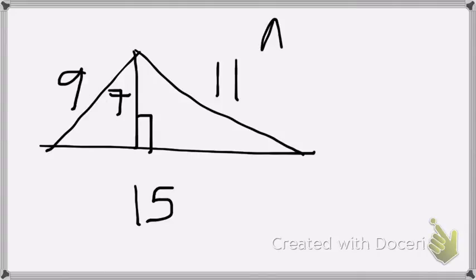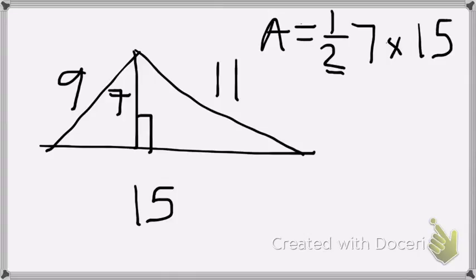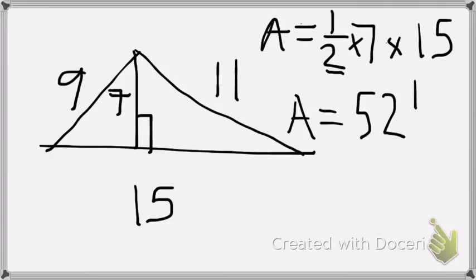So you're going to do again, area equals half of 7 times 15. So the area of this triangle is 52 and a half units squared.